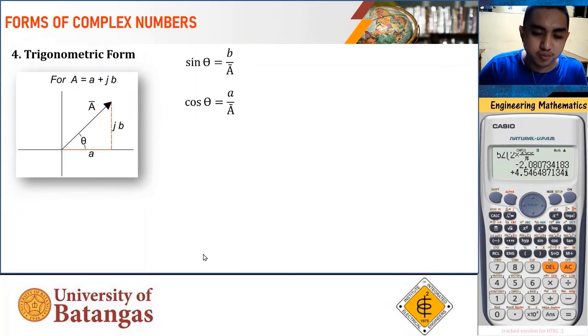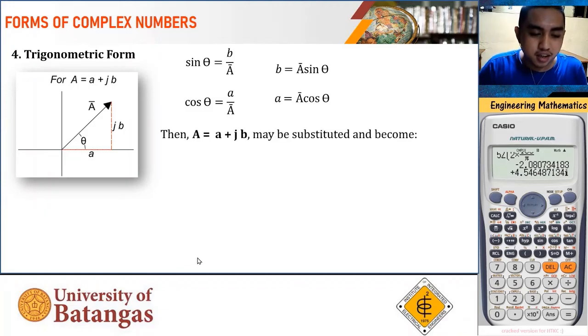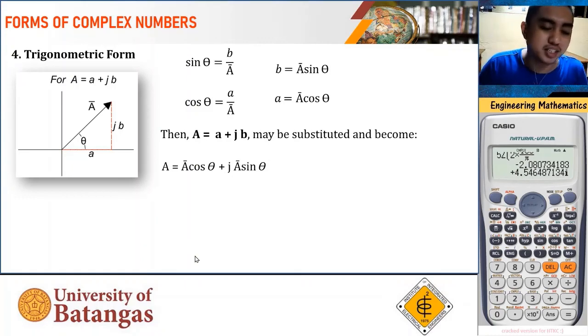So, para dun sa ating B, ang B natin ay equal sa A bar sin theta. Then yung A natin equal yan sa A bar cosine theta. Okay, so sa ating rectangular form na A equals A plus JB, pwede nating isubstitute to. Kapag isinubstitute natin to, our complex number will be A bar cosine theta plus J A bar sin theta.